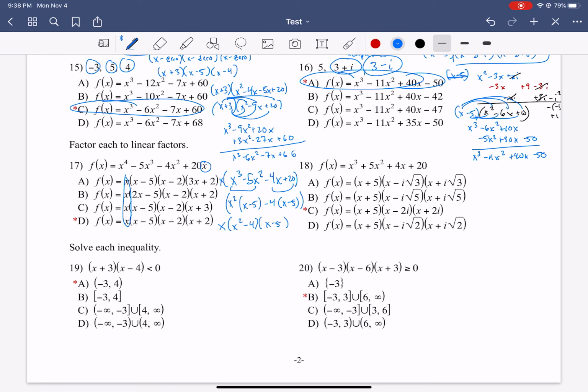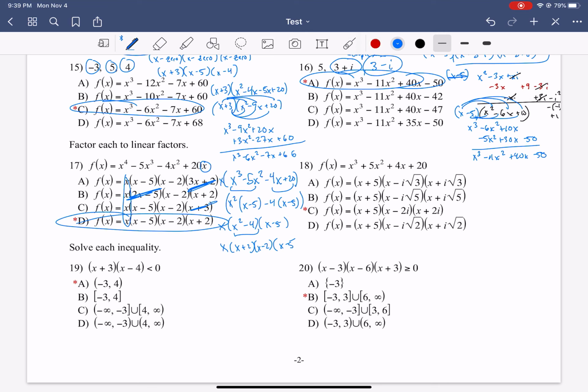We don't have that as an option because we can actually factor this a little bit more. That's the difference of squares, so we get x times x plus 2, x minus 2, and then x minus 5. So if we check, we definitely didn't have that, we didn't have that, and we didn't have a 3. So the correct answer is D.